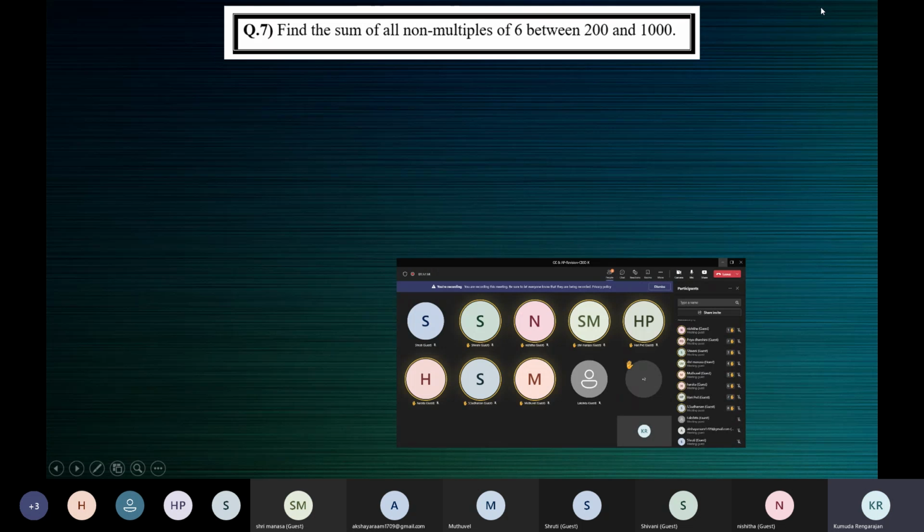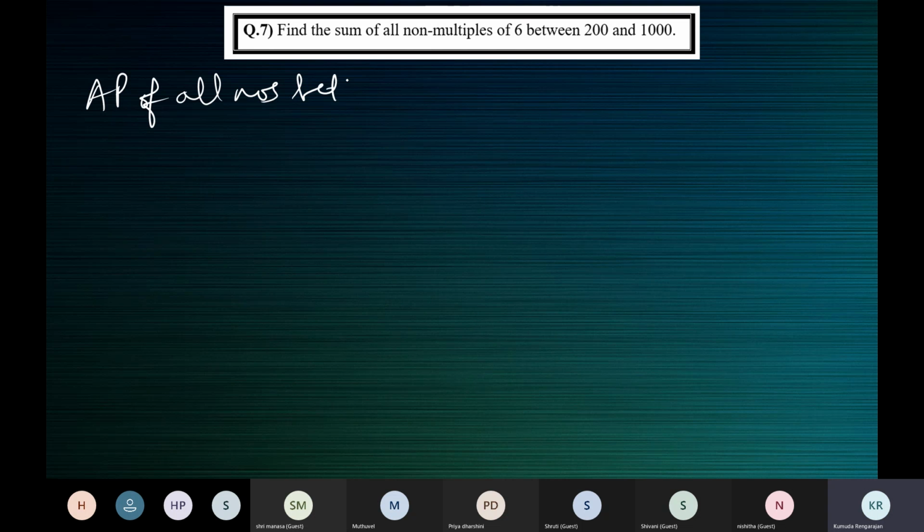My question is, what is the AP that you generate first? Ma'am, 201, 202. 201 between, so you should not include 200 and 1000, right? So the first AP will be AP of all numbers between 200 and 1000. This will be the first thing.